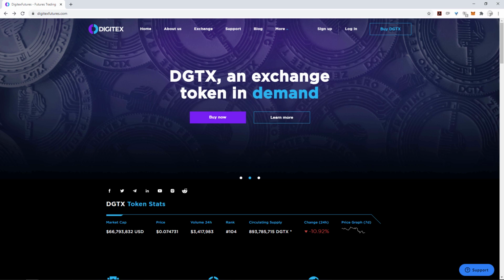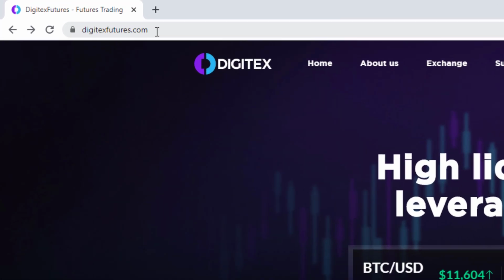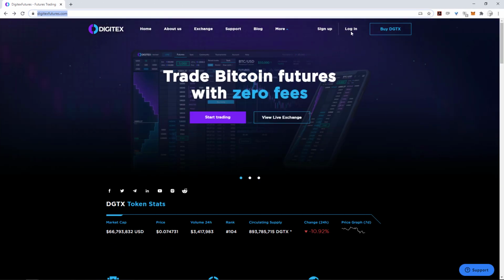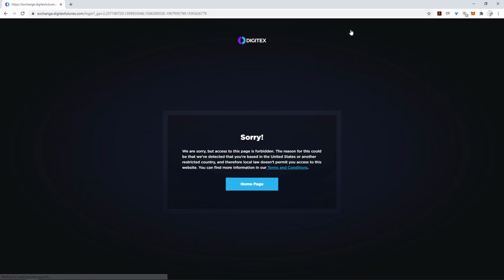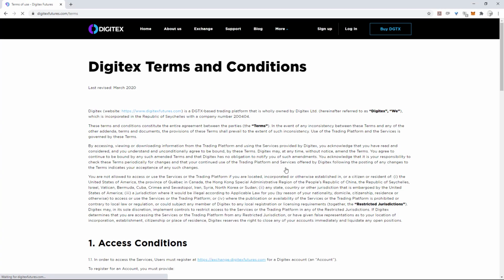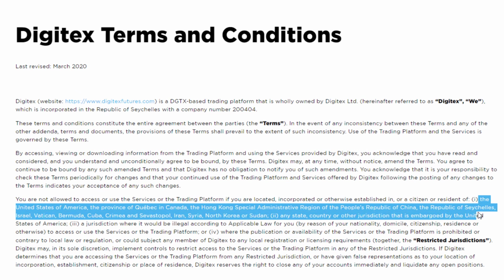To get started with the Digitex Futures Exchange, we'll go out to their website, which is digitexfutures.com. And the first thing that we want to do is go ahead and log in. Access to this page is forbidden because of the terms and conditions. If we click on those terms and conditions, we see that if you are a citizen or resident of the United States, Quebec, Hong Kong, Sudan, any other country that they don't like, a restricted jurisdiction, you can't get access to this interface.